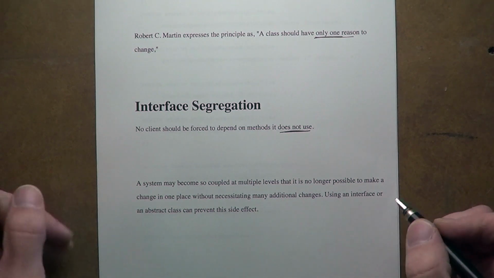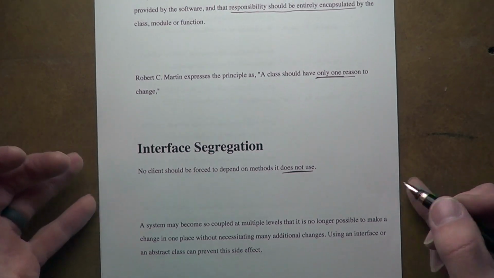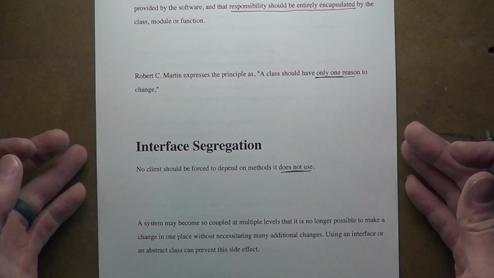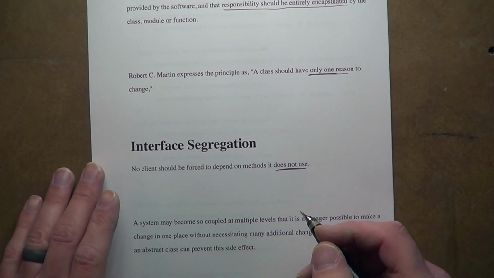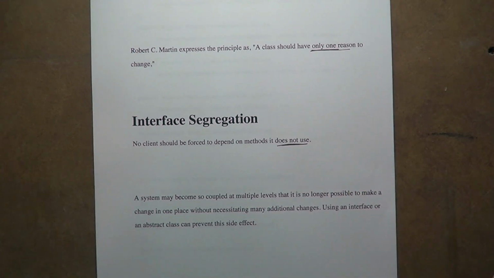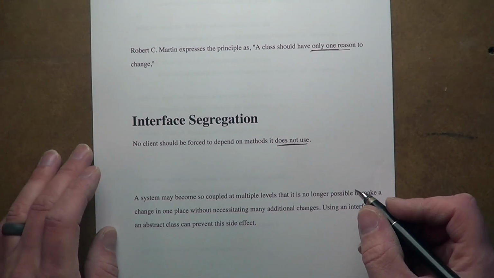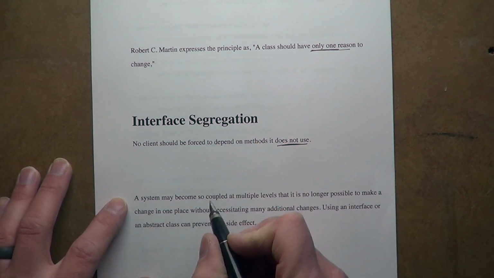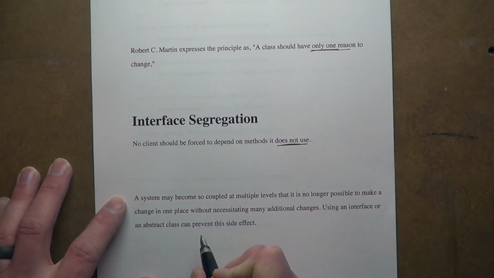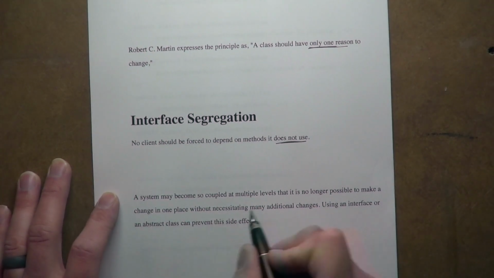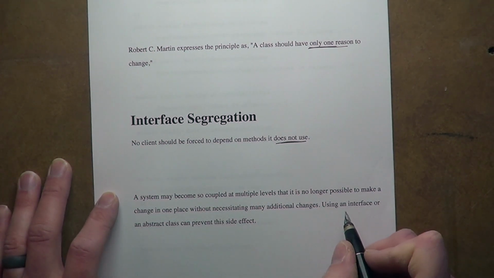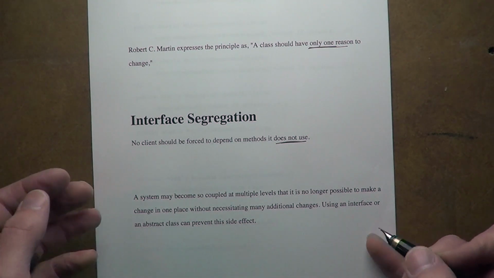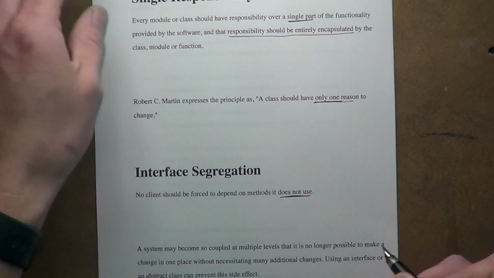You can see how that's close to single responsibility, because if there's a lot of different types of methods inside of the interface or dependency, then it's not very single responsibility. It has multiple different things going on in there. And basically the background behind interface segregation is that a system may become so coupled on multiple levels that it's really, really hard to make a change without changing a bunch of other things all at once.